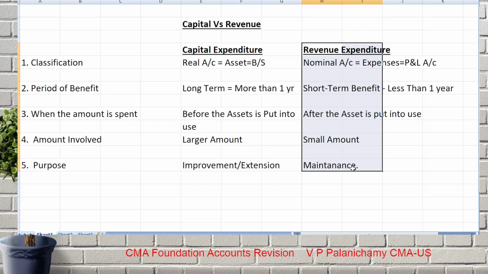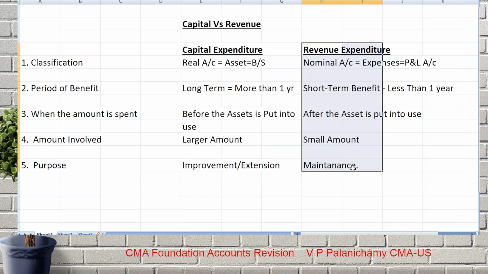You are paying salary. It comes here as expenses, revenue expenditure, short-term benefit. You are paying wages, short-term benefit. You are paying rent, short-term benefit. You are paying insurance, electricity. All these are short-term benefits and come in the P&L account. But when you purchase some land or building, that is capital expenditure. Why? Long-term benefit. If you purchase furniture, or sports equipment like a billiards table, long-term benefit. It will come in what?